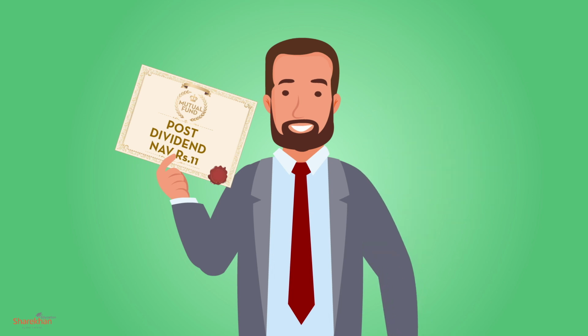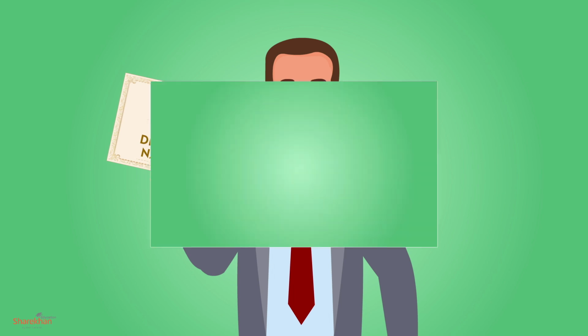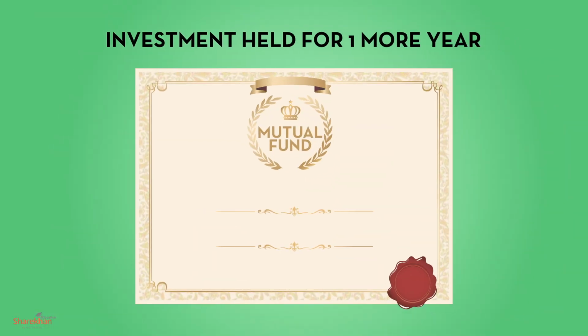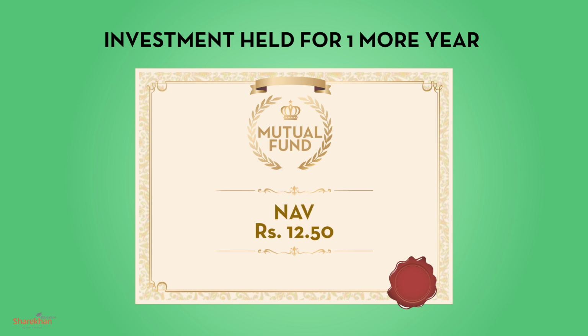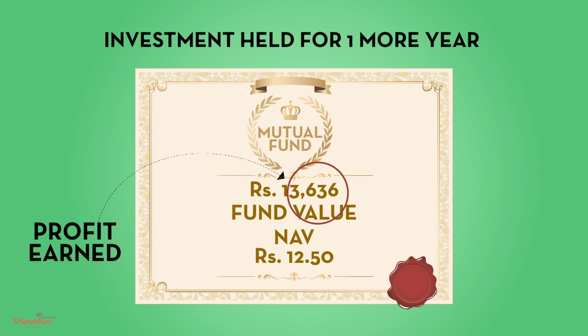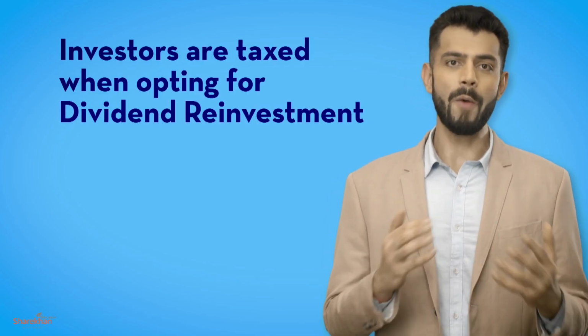If you reinvest that 1,000 rupees into the same scheme, you'll be allotted extra units at the post-dividend NAV. This would give you 90.91 extra units, meaning you go from owning 1,000 units to owning a little over 1,090 units. How about that? Now imagine you hold on to that investment for another year before redeeming it. And after that 1 year of waiting, your NAV rises to 12 rupees and 50 paise per unit. This means that in the 2 years you've chosen to stay invested, you've earned a profit of around 3,636 rupees at a compounded annual return of 16.77%. However, investors are taxed when they opt for this facility.